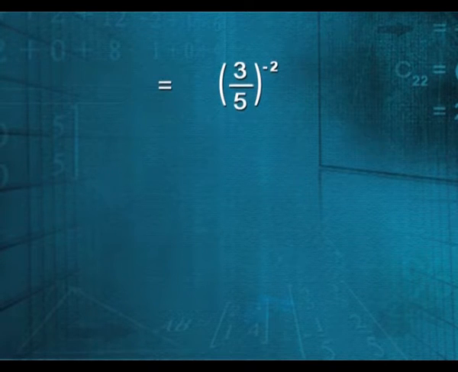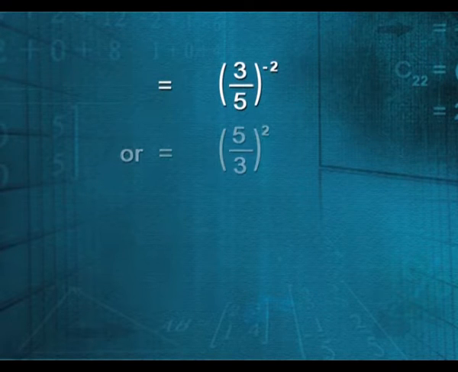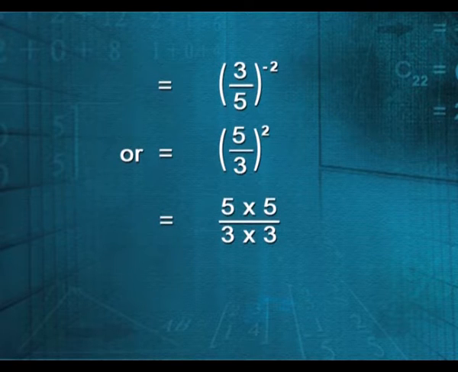And you know, if the power is negative, you can write the reciprocal of the number. Therefore, (3/5) raised to power minus 2 is equal to (5/3) squared, and (5/3) squared is equal to 5 into 5 divided by 3 into 3, which is 25 upon 9.